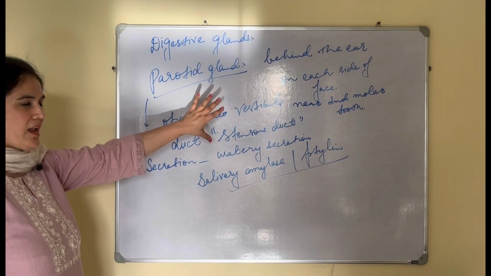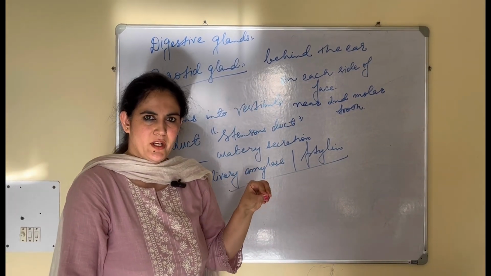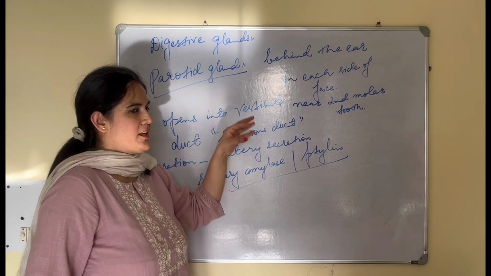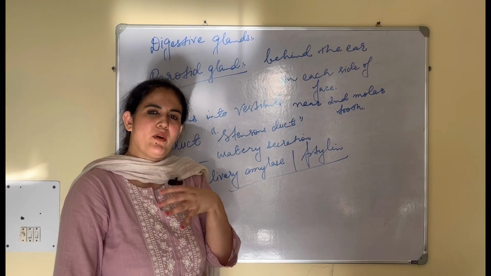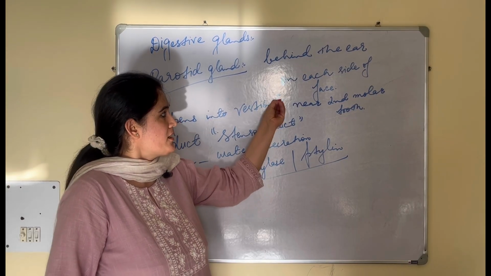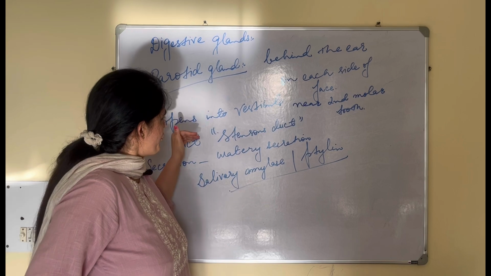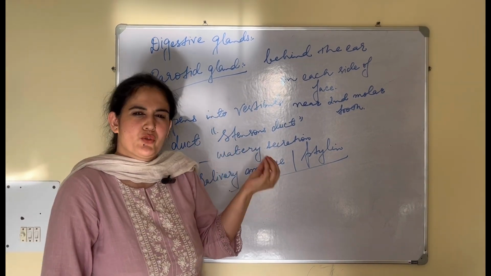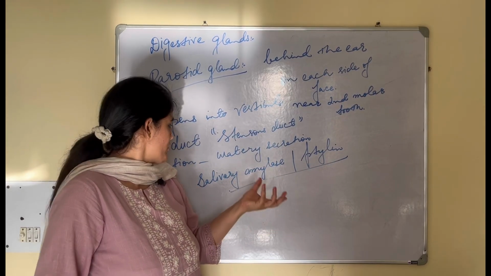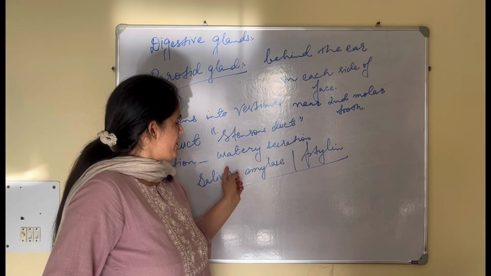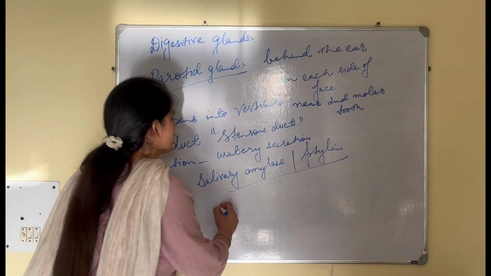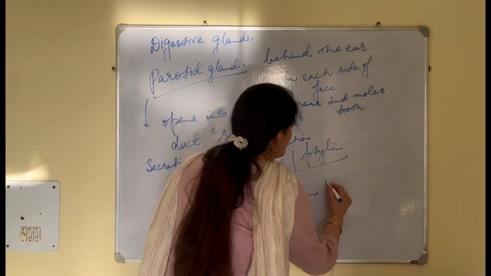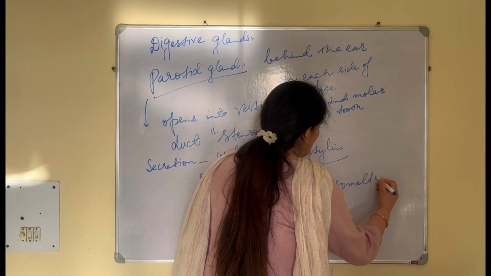So this parotid gland, students, I hope it's clear. It is located behind the ear on each side of the face, and it opens into the vestibule of our buccal cavity near the second molar tooth through Stenson's duct. Its secretion is mostly watery and contains salivary amylase, also known as ptyalin, which helps in the digestion of starch. It converts starch into isomaltase.